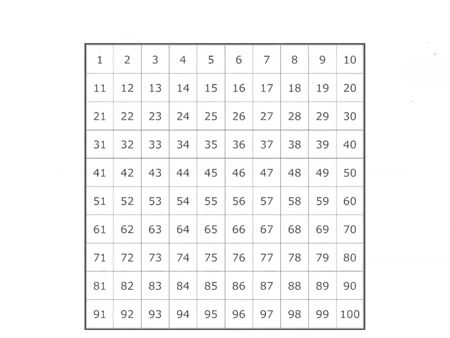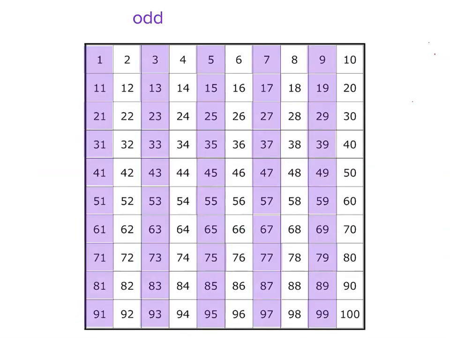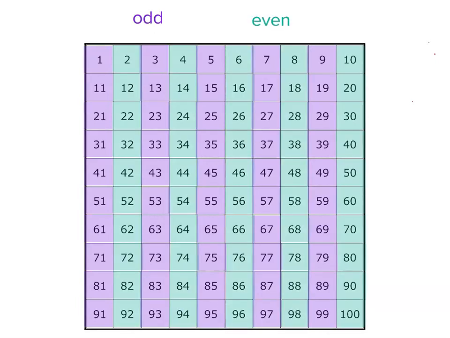We can see them in this grid. If we look at our odd numbers, there's all those ones there. We can put our even numbers next to them, and you can see the pattern we've got.